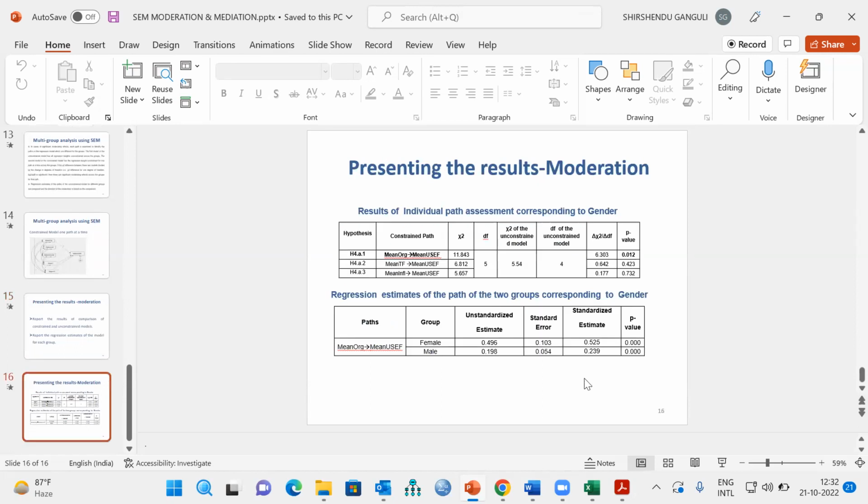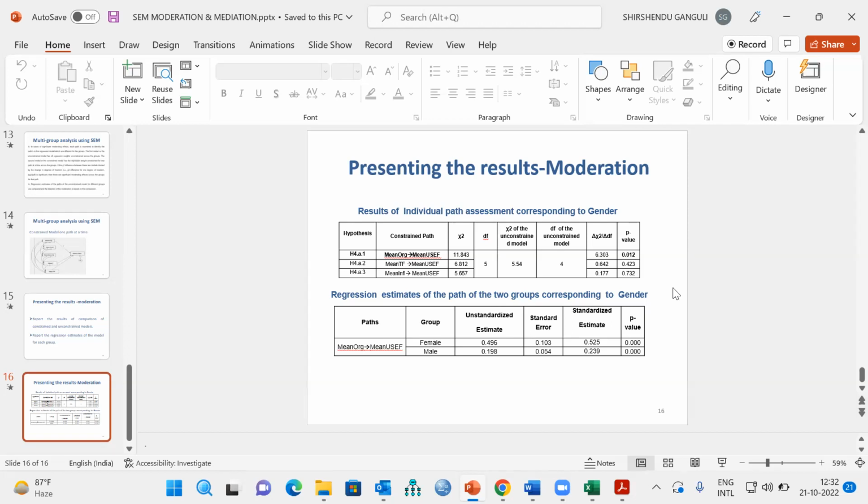So those results you have to present first for all the paths: which one has the moderation effect, which one does not. Then, for the paths which are significant and where moderation effect is present, you check the regression coefficient between the two groups, in this case females and males. The higher one is female. That means females, as a group, have more impact of organization of information on usefulness. That is the interpretation of the moderation effect: females have a higher organization of information effect on usefulness.